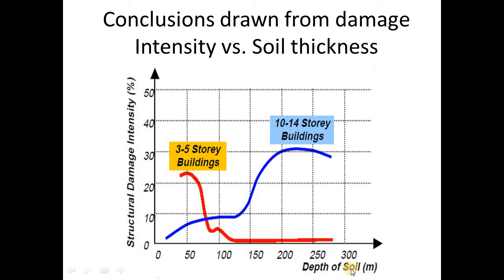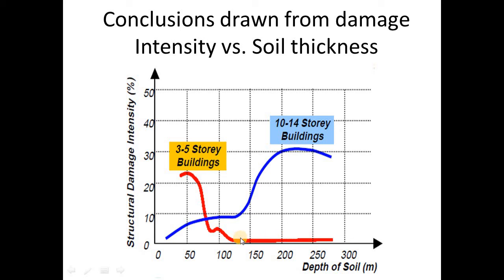Underneath the building we have soil, so the depth of the soil underneath the building. If you look at the damage intensity versus soil thickness for those buildings of 3 to 5 stories, buildings of the same height, when the soil thickness was low, they experienced severe damages, while the buildings of the same height in locations where the depth of soil was really high did not experience damages, or the damages were minimal. And that is what we can see from the damage intensity.